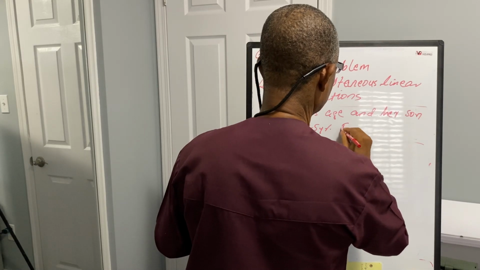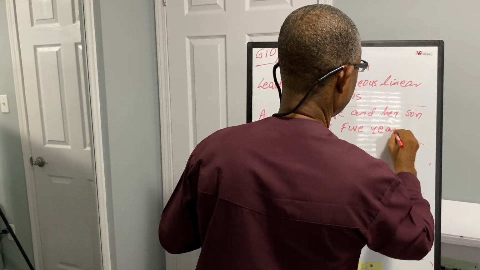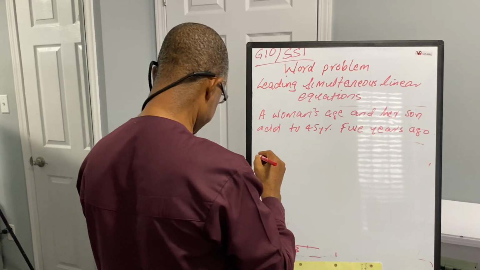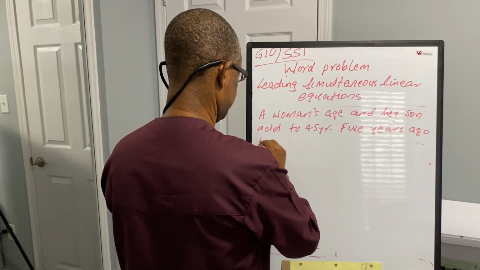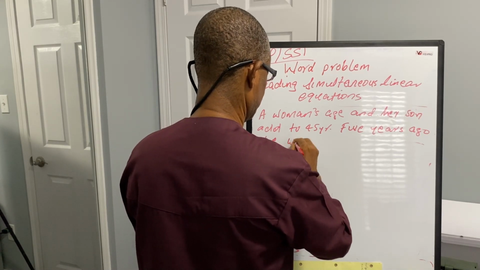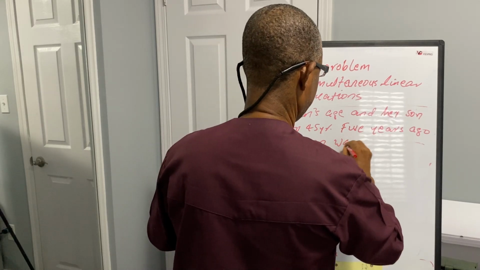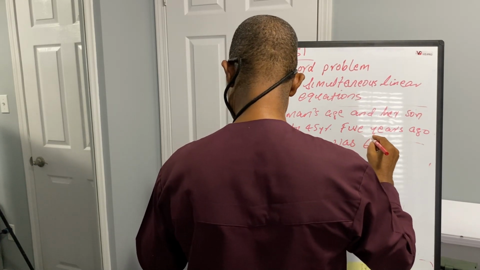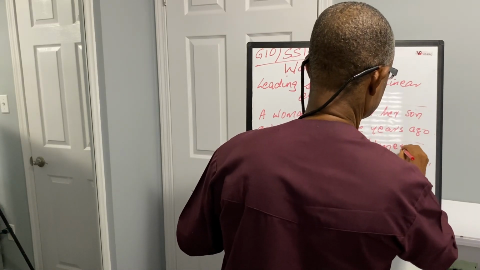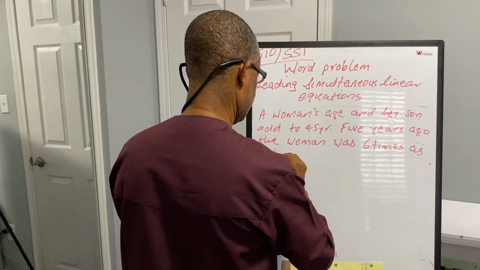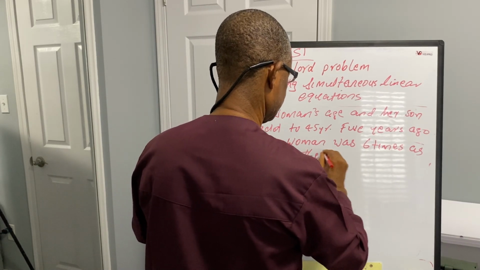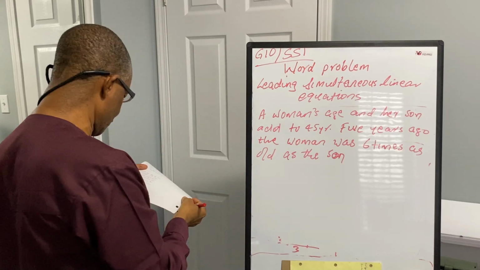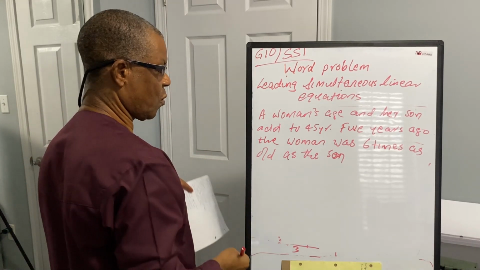5 years ago, the mother was 6 times as old as the son. We are expected to find how old the woman was when the son was born.